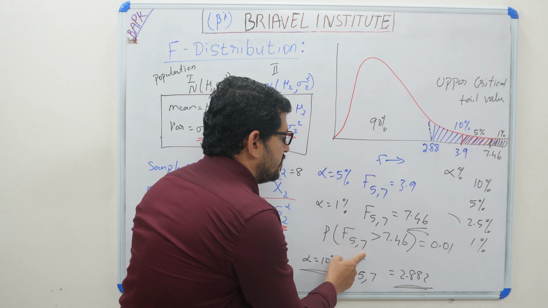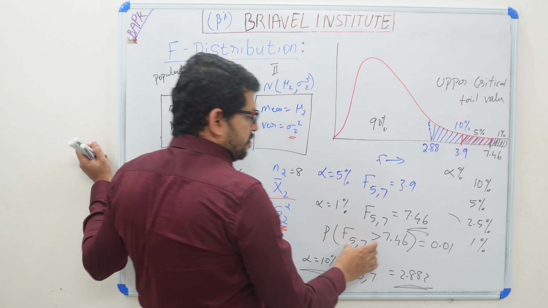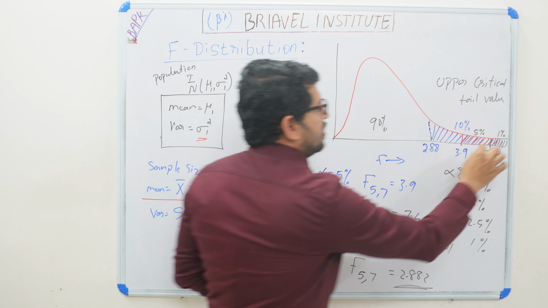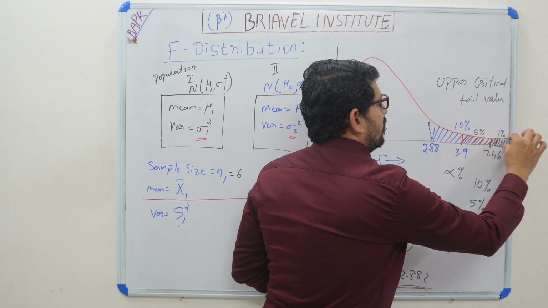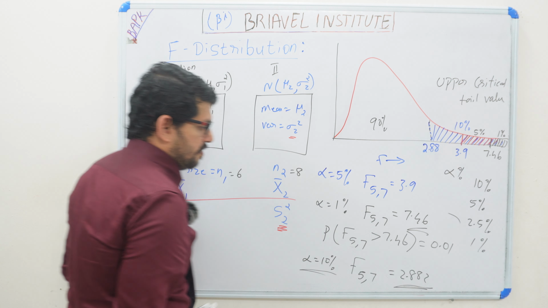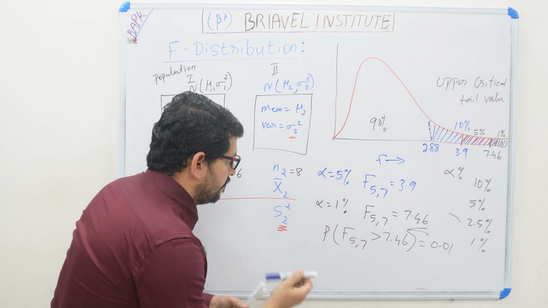Probability of F5,7 being greater than 7.46. This F distribution value greater than 7.46 will be only at the 1% significance level. Only this end of the tail, 1% only. So here is representing the probability of this one.